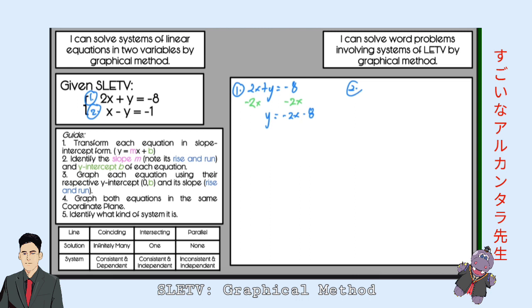While for the second one, I'll move it a little here. x minus y equal to negative 1. Subtract x to both sides to isolate the y variable. You'll get negative y equal to negative x minus 1. Divide the entire thing by negative 1. Because again, you want the y variable to be isolated completely, positive. So you'll get y is equal to positive x plus 1.